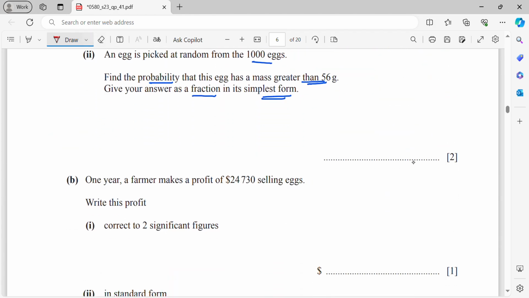Okay, so here I will just write, it will be 154 plus 200 over the total is 1000. So this is your probability. That means you will be getting 354 over 1000. And now you need to get the fraction in the simplest form. So just simplify this, it will be 177 over 500.